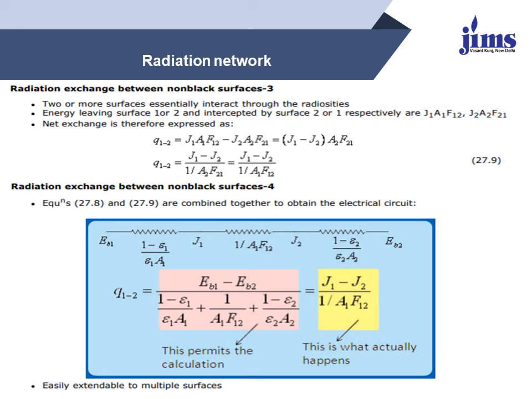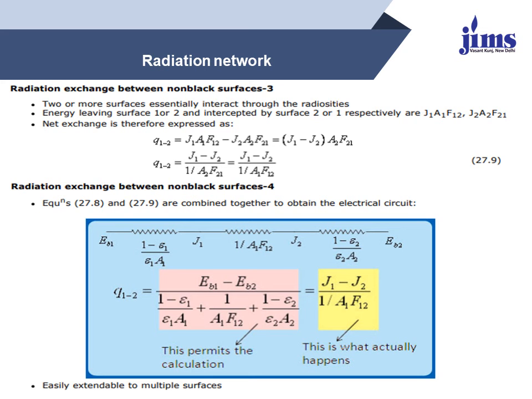So solving this equation, (J1 minus J2) multiplied by A2 F21. So Q12 is equal to (J1 minus J2) whole divided by 1 upon A2 F21, or apply the reciprocal theorem, where it is equal to 1 divided by A1 F12, because A1 F12 is equal to A2 F21. So the radiation network is drawn. EB1 and EB2 are the higher temperature and lower temperature points.